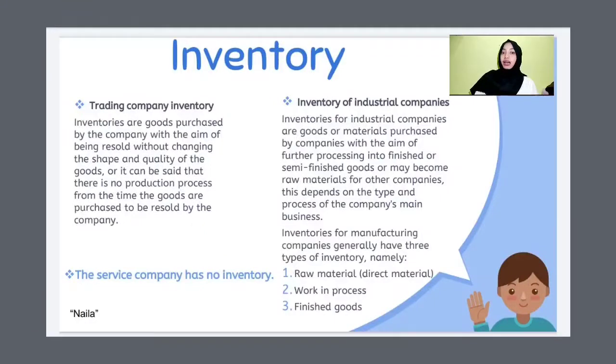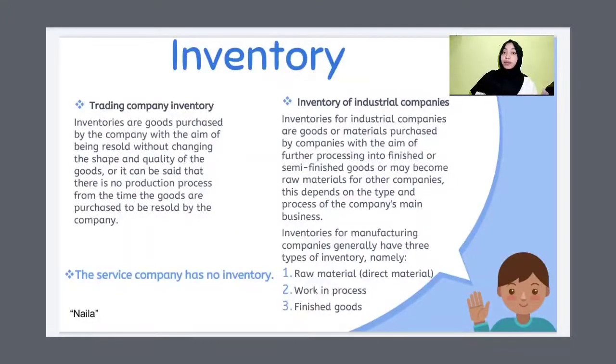And the second is inventory in an industrial company. Inventory for industrial company are goods or material purchased by the company with the aim of further processing into finished or semi-finished goods or may become raw material for other company. This depends on the type and process of the company's main business.